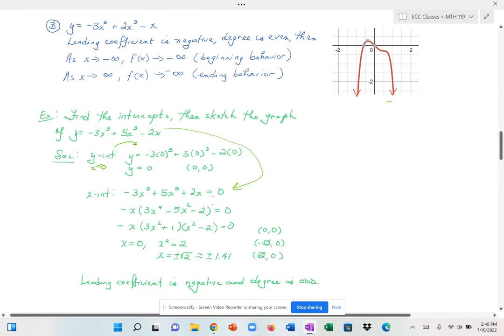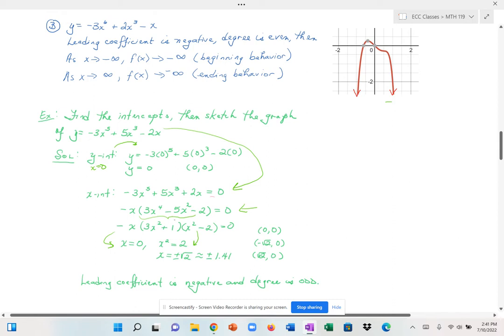This is factorable. It has a common factor of x. I decided to factor out negative x, which leaves me with negative x times 3x to the fourth minus 5x squared minus 2. So I can factor what's inside of the parentheses even further. So that factors into 3x squared plus 1 times x squared minus 2. So if you solve each factor, this one will become 0. This one will become plus or minus root 2.